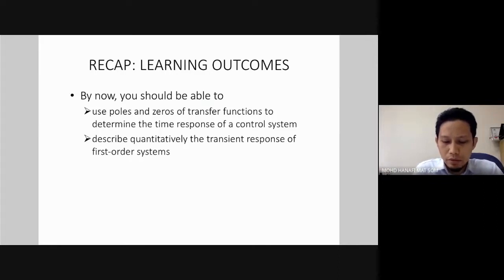Okay, to recap, by now you should be able to define the poles and zeros of the transfer function given for the time response of a control system, and then you will be able to describe quantitatively the transient response of the first order system. When we talk about the transient response of the first order system, you must relate to the three characteristics: the first one is the time constant, and then the rise time as well as the settling time.